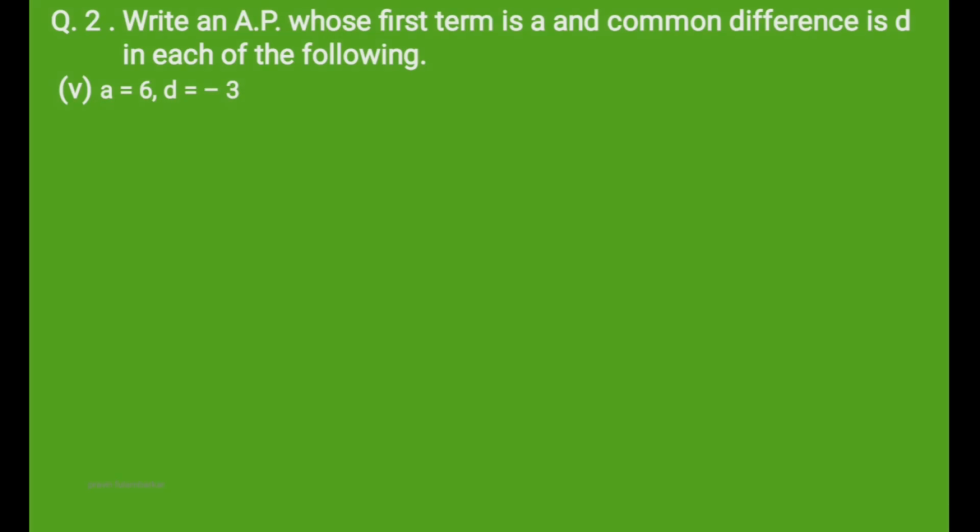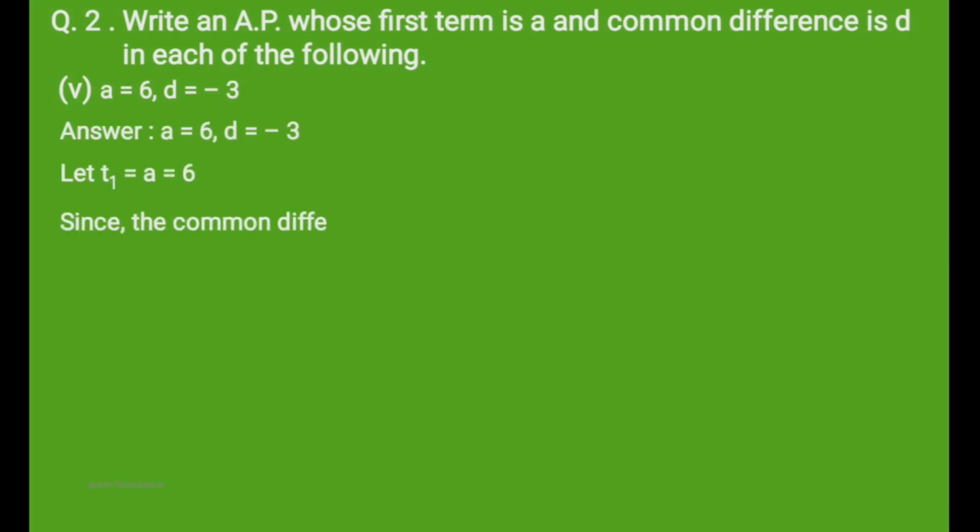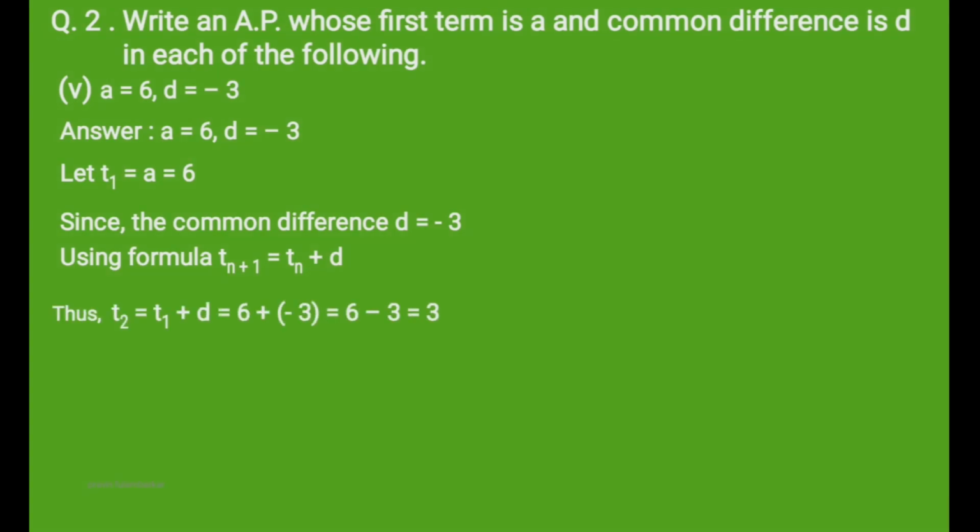So again we write the given part in solution first. So write in solution or in answer a equals to 6, d equals to minus 3. So first term T1 equals to a. So a is 6. So we get T1 equals to 6. Since the common difference d equals to minus 3, so we use the formula here Tn plus 1 equals to Tn plus d. We find second term. So we write here T2 equals to T1 plus d.